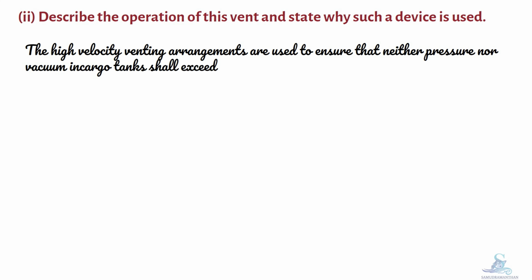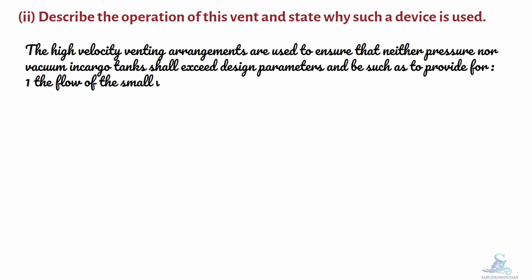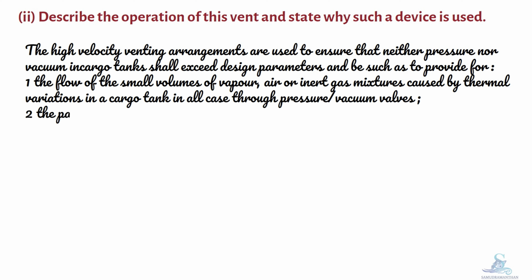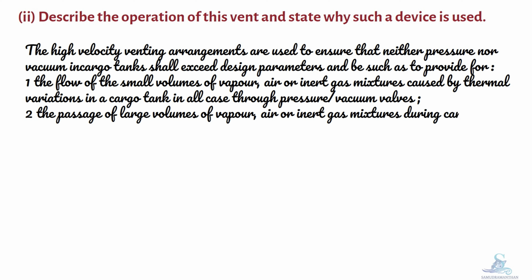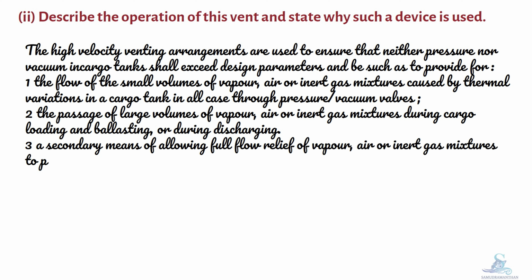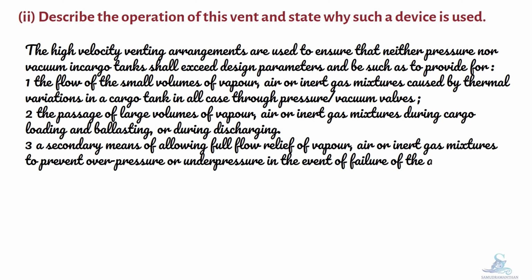and be such as to provide for, first, the flow of the small volumes of vapor, air or inert gas mixtures caused by thermal variations in a cargo tank, in all cases through pressure or vacuum valves. Second, the passage of large volumes of vapor, air or inert gas mixtures during cargo loading and ballasting, or during discharging. Third, a secondary means of allowing full flow relief of vapor, air or inert gas mixtures to prevent overpressure or underpressure in the event of failure of the arrangements.